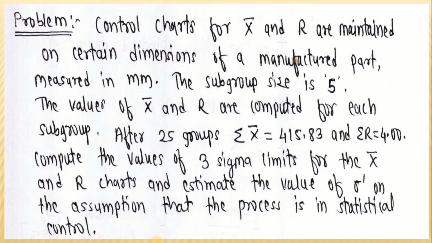We have to calculate the 3 sigma limits for X bar and R chart, and based on that we have to calculate the standard deviation, that is sigma dash, and we have to see whether the process is in statistical control or not. So now we will solve this problem, and see how to calculate the 3 sigma limits and how to plot the X bar and R chart.